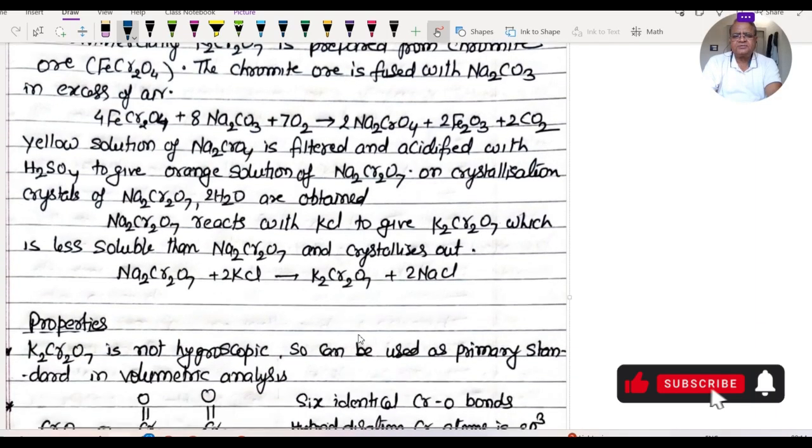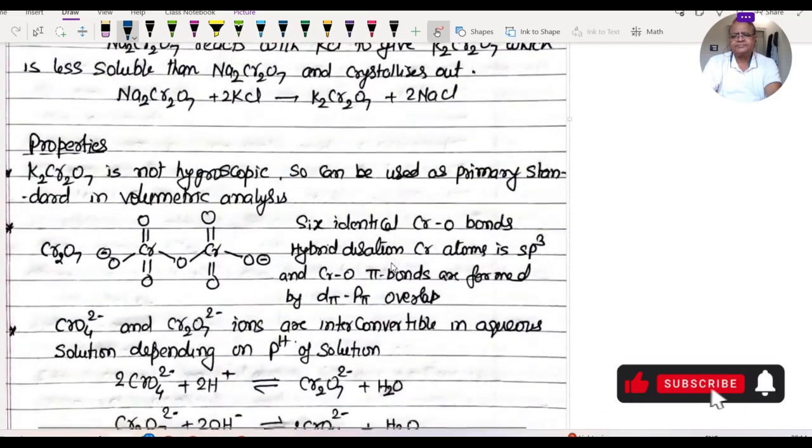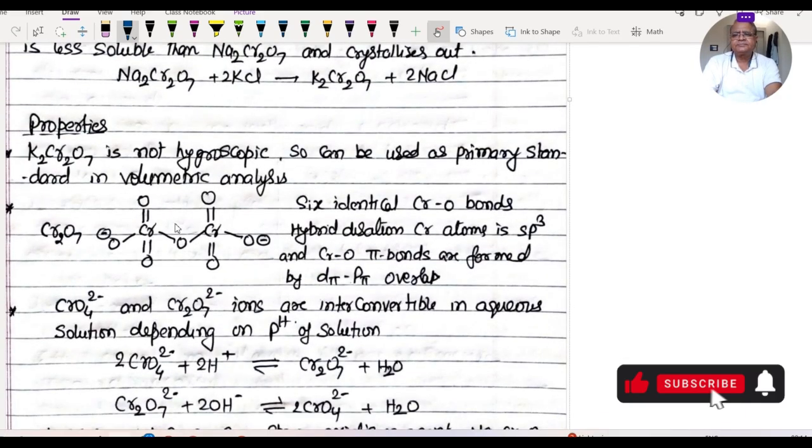Na2Cr2O7 reacts with KCl to form K2Cr2O7, which is less soluble than Na2Cr2O7, so it crystallizes out. Properties. K2Cr2O7 is not hygroscopic. Hygroscopic means a compound which absorbs moisture from air. So it can be used as a primary standard in volumetric analysis.